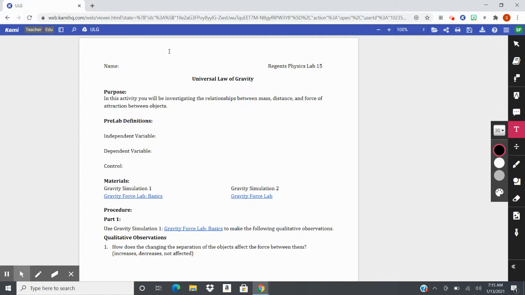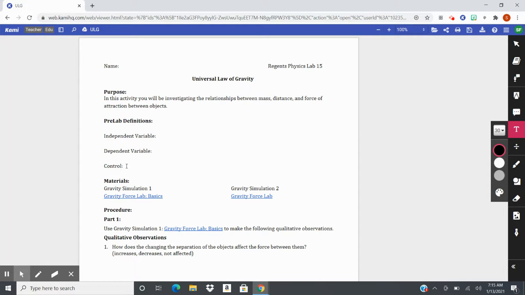Today I'm going to talk you through your universal law of gravitation lab. The purpose of this lab is for you to investigate the relationship between mass, distance, and the force of attraction between two objects. First, before answering any other questions, please answer what is an independent variable, what is a dependent variable, and what is a control variable.